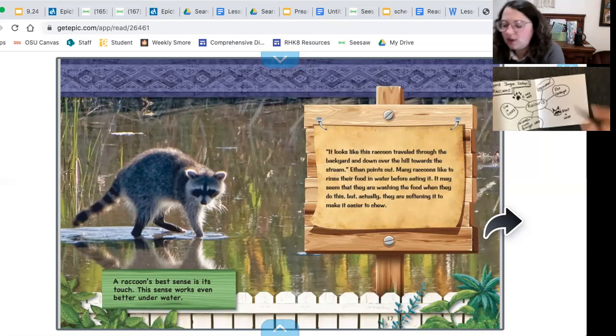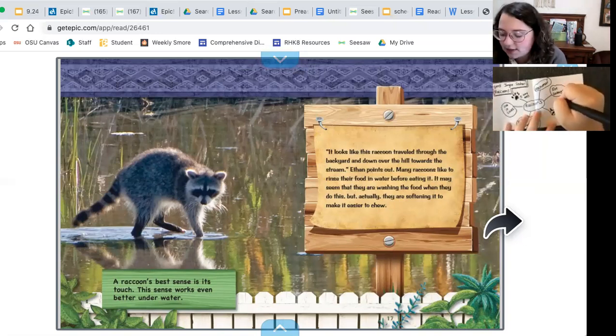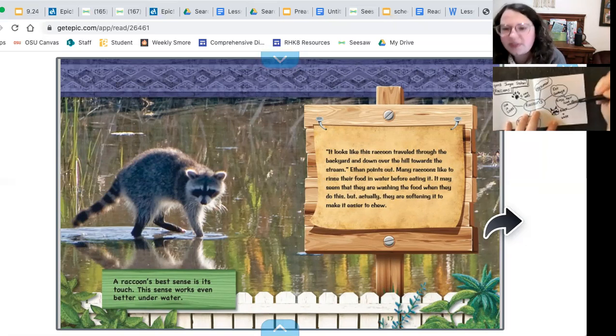Did you know that? I didn't know that. I'm going to write that down because that's so interesting to me. I didn't know that at all. Rinse their food in water. Can you imagine a raccoon getting something, eating from the garbage? I'm going to put a line to the garbage because I think that connects to that point. So they eat garbage, they rinse their food in water. So maybe they get something from the garbage, but then they rinse it in water. That's so cool.